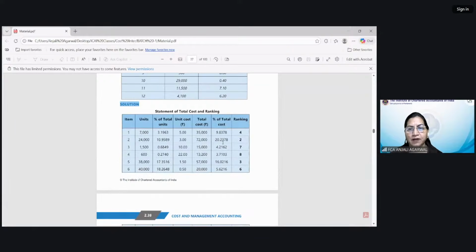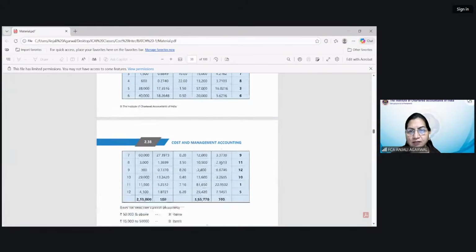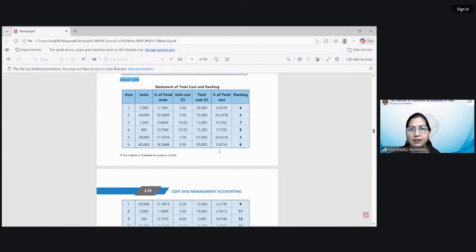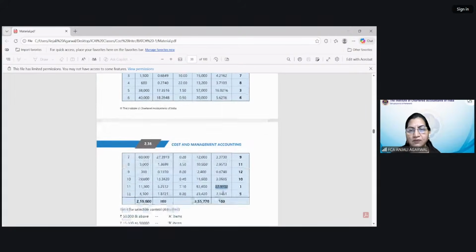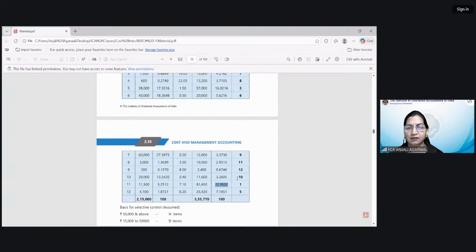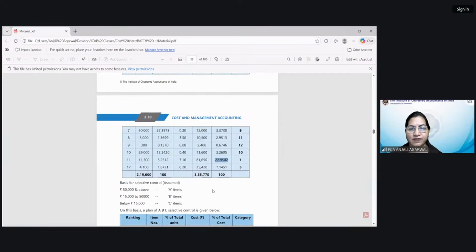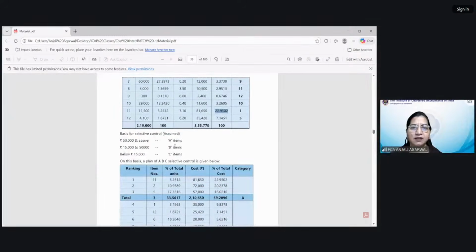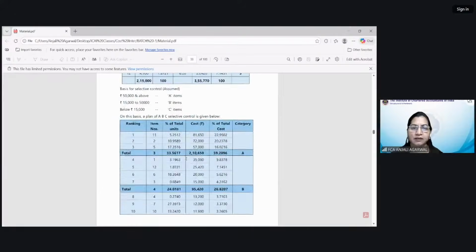So you pick up the highest percentage and rank it. So 20, 16, 22. So this goes first rank, this goes second rank. So when you keep on adding first rank, third rank, second rank, third rank, fourth rank, till you reach 75% items, they become your category A. Then another 20-30% of the value becomes category B and the remaining becomes category C.